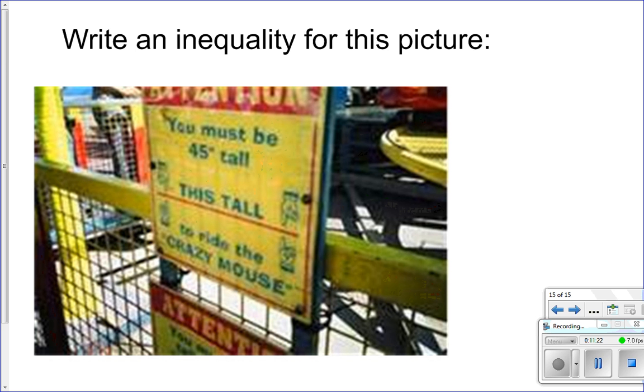Finally, this last one says, write an inequality for this picture. It says you must be 45 inches tall to ride the Crazy Mouse. So since it says you must be 45 inches tall, I'm going to use x. I'm going to let x equal the height. X is my height. And so it says you must be 45 inches tall. That means that the smallest you can be is 45 inches. You could also be 46, you could be 47, 48, 49, 50. You can't be smaller than 45. So since I have to be 45 inches tall, it's greater than or equal to 45.